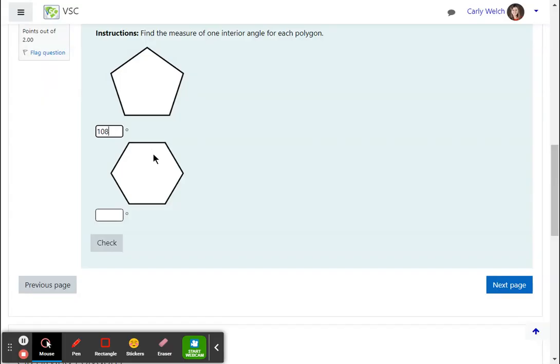And then this one, 1, 2, 3, 4, 5, 6. So I'm going to replace n with a 6, and get 720. So 720 will be the top of my fraction, and divide by 6 sides gives me 120 each.